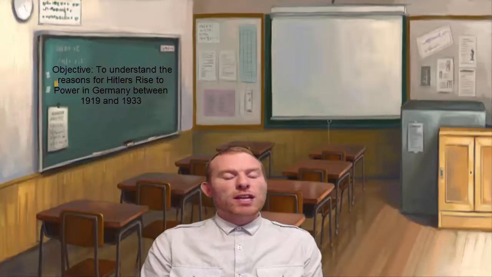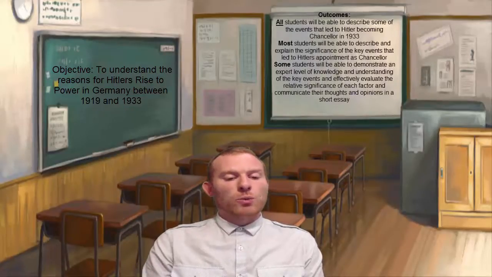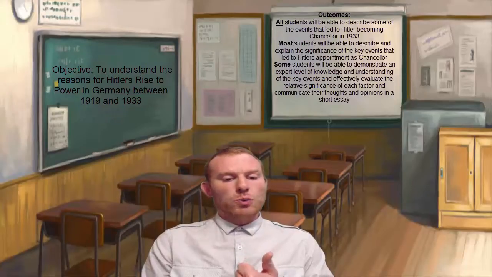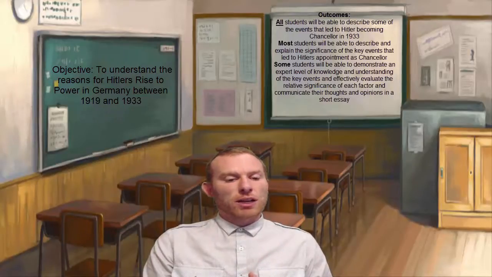But let's have a look at the outcomes now that I've come up with to go along with this objective. And it might be that you want to have a look now at your objective and think, well, what outcomes am I thinking are going to go with the objective that I've come up with? But the ones that I've come up with are: all students will be able to describe some of the events that led to Hitler being appointed Chancellor in 1933. So I'm starting off with all.